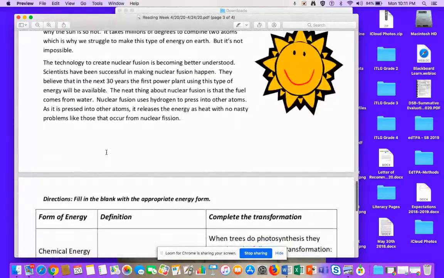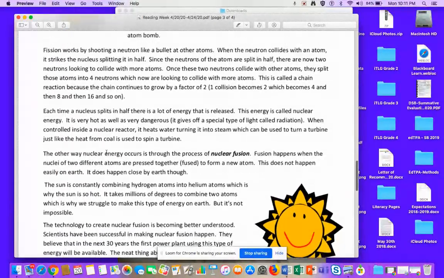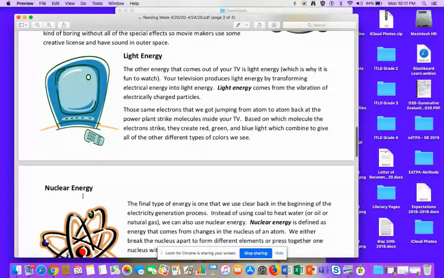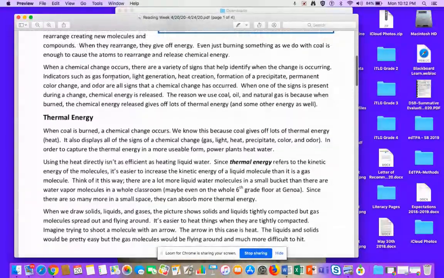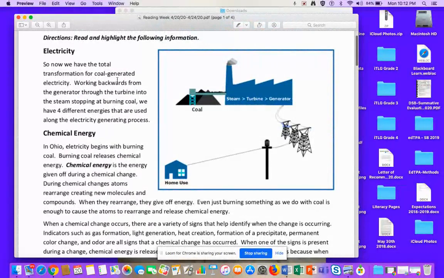So, you can literally take this document and work backwards. So, nuclear energy, light energy, sound, electrical, mechanical, thermal, chemical, and then we have electricity. I hope this helps.